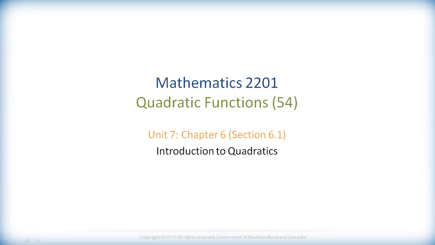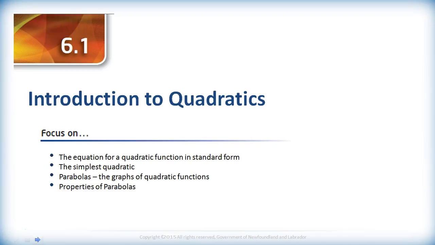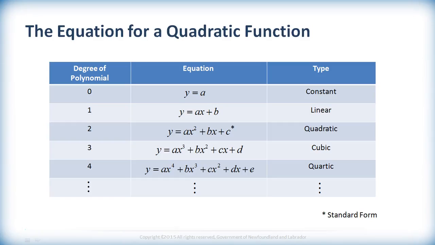So to help you along with your learning in that course, today we're going to start a new unit called Quadratic Functions, and we're looking in chapter 6, which is unit 7 of the course. We're talking about an introduction to quadratic functions. We're going to focus on the equation of a quadratic function in standard form. We're going to look at what we think is the simplest quadratic. We're going to talk about parabolas, which are the graphs we get for quadratics. And then we're going to talk about the properties of those graphs. Okay, so let's make some sense out of all that.